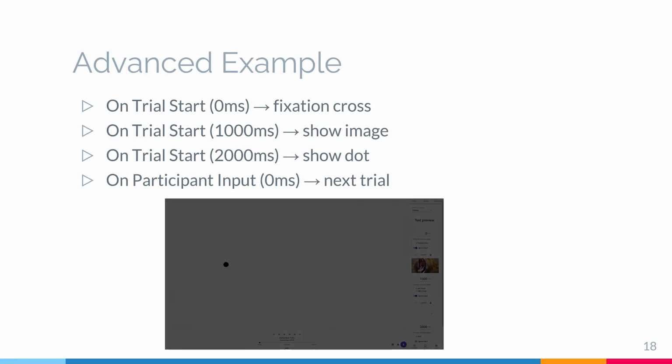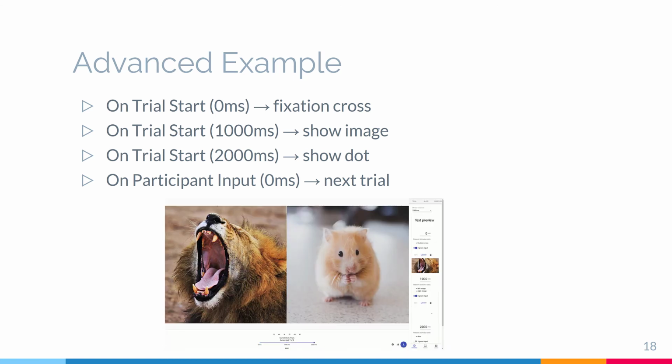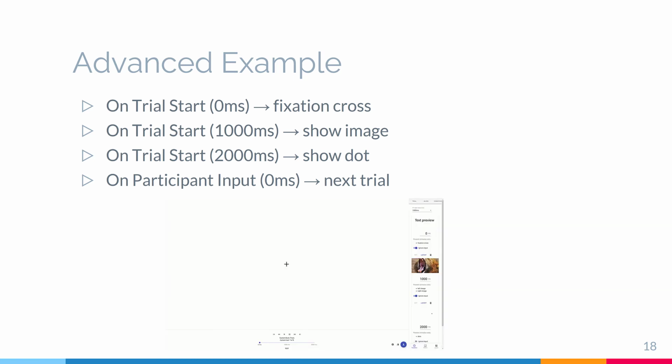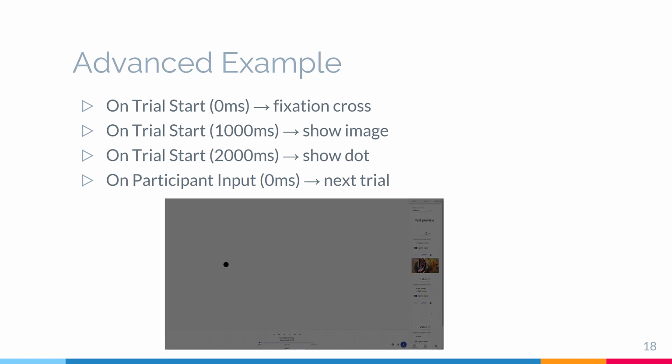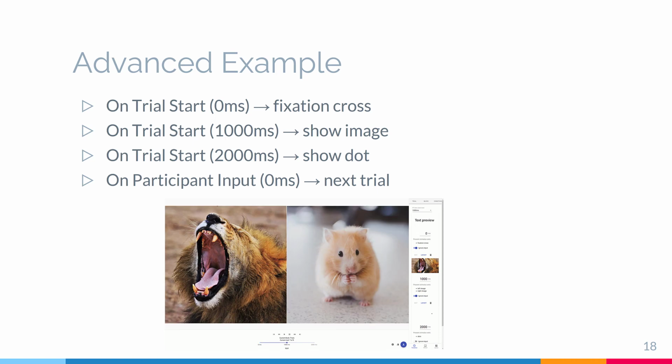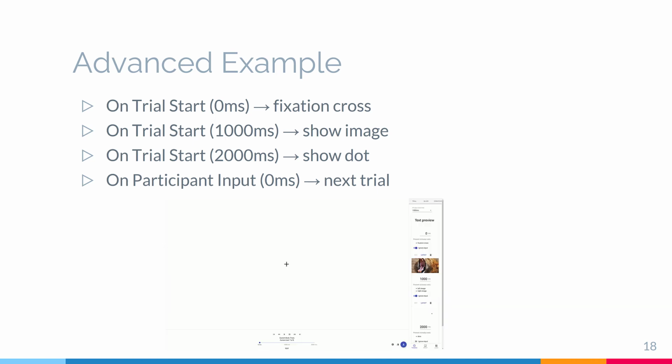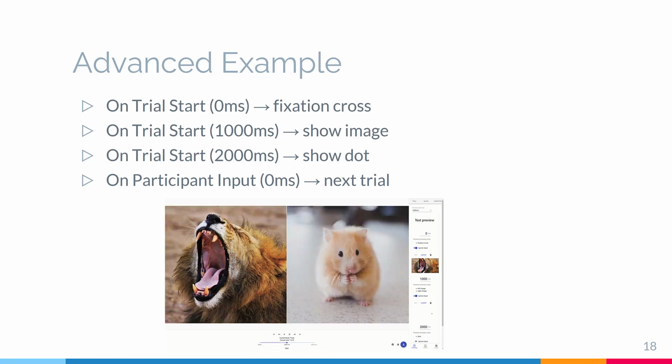Finally, let's look at an advanced experiment using multiple timelines and events. In this experiment, a fixation cross is shown at 0 milliseconds, followed by 2 images at 1000 milliseconds and a dot at 2000 milliseconds. When the experiment receives input from the participant, it goes to the next trial.